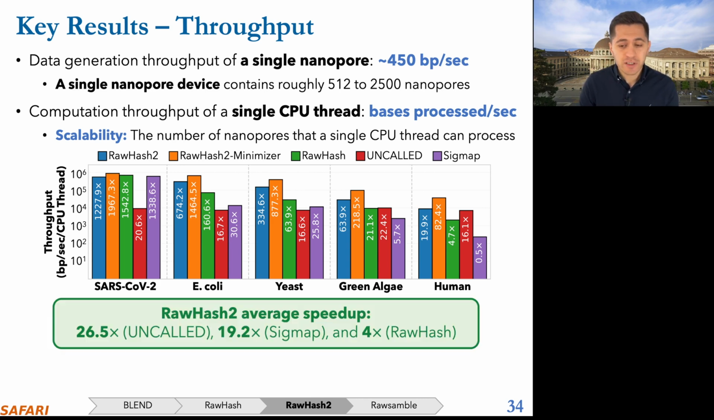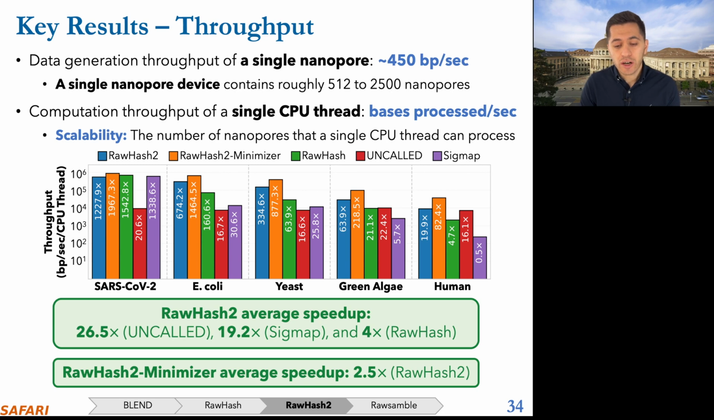RawHash2 provides an average speedup of 26 times, 19 times, and 4 times compared to Uncalled, Sigmap, and RawHash. RawHash2 Minimizer further increases throughput by 2.5 times compared to RawHash2.